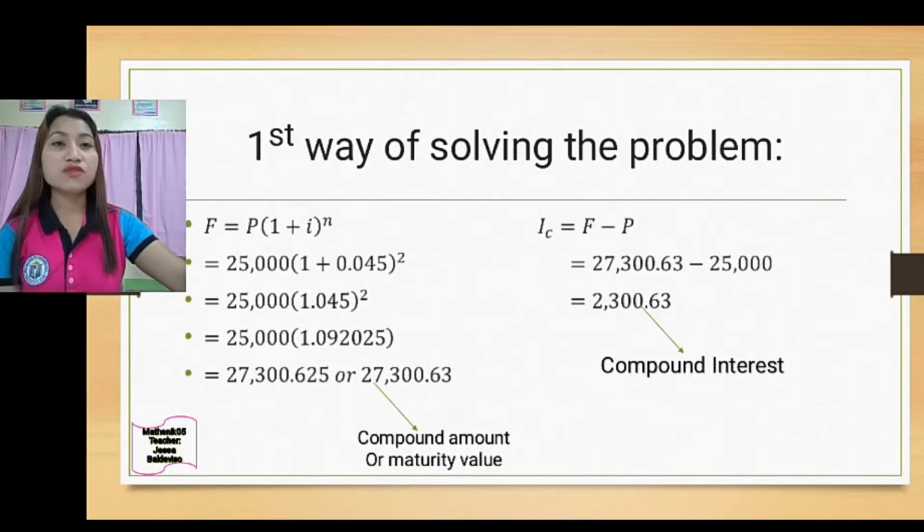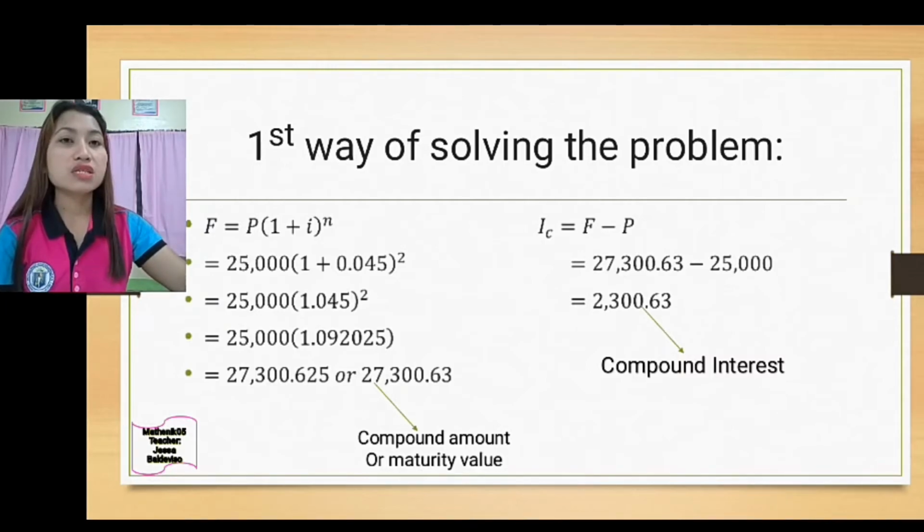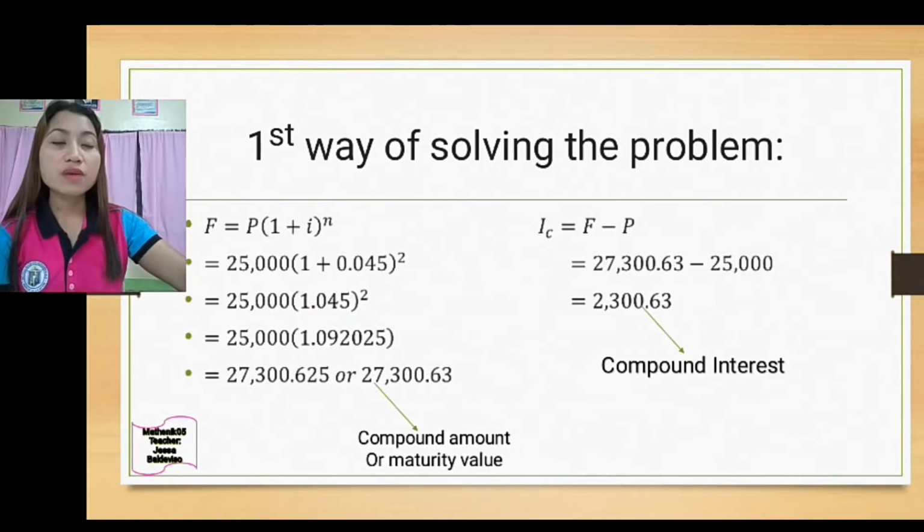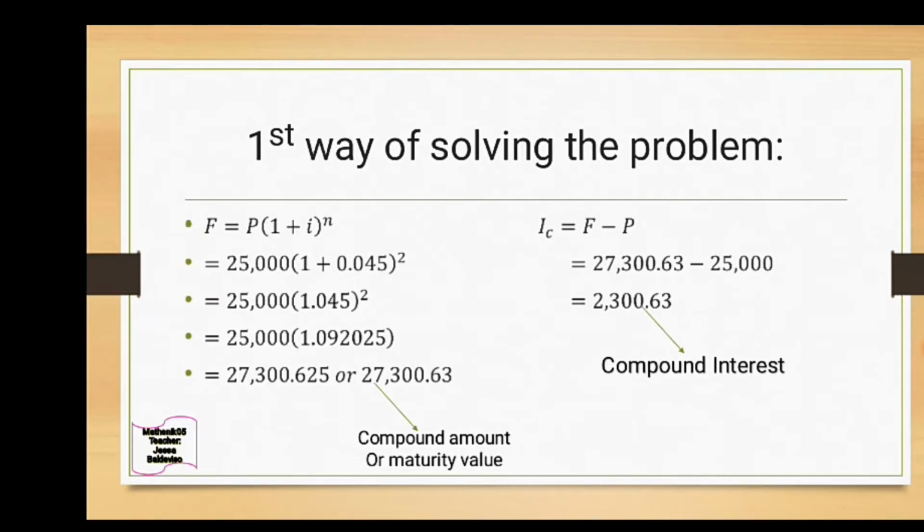So first, we need to find the value of the compound amount or the maturity value by using the formula. So we have F, or the maturity value, equals P times 1 plus I raised to the power of N. So just substitute the values given in the first slide. So we have P 25,000 times 1 plus 0.045 raised to the power of 2. So 25,000, copy 25,000.